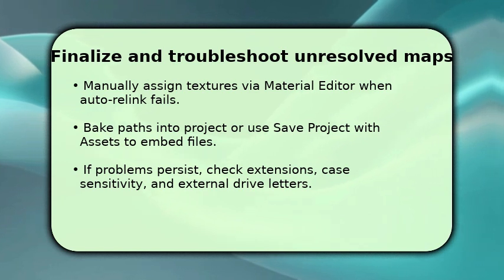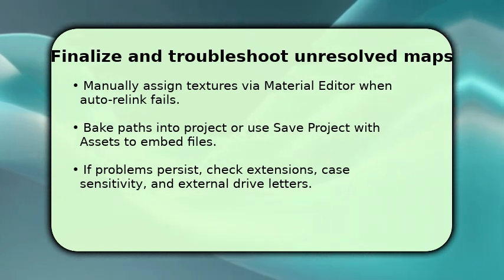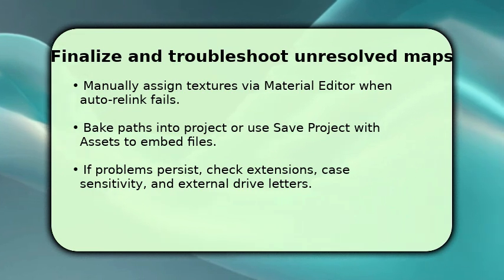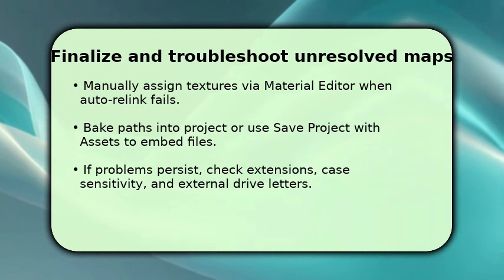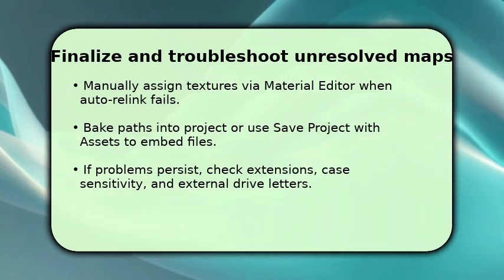If automated relink succeeded, use File Save Project with assets to embed textures and lock links. When something still fails, manually assign the missing file and then rerun a Save with Assets pass.